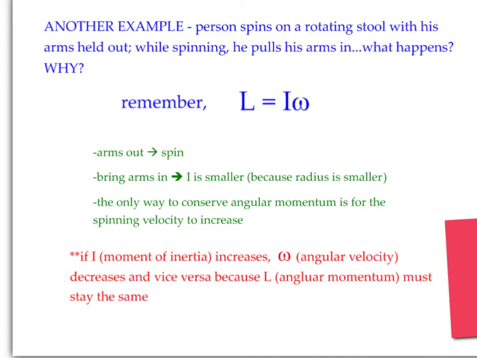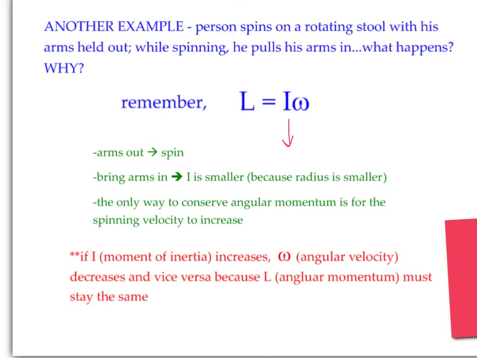Okay, so the angular momentum, which is the L, is going to stay the same. So that side of the equation has to stay the same number. So when we talked about bringing your arms in, you were correct. That decreases your moment of inertia. So if the I in the formula is getting smaller, what does the omega have to do to balance?